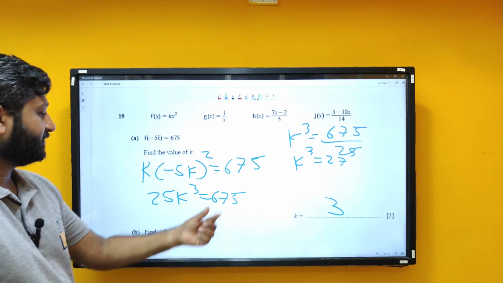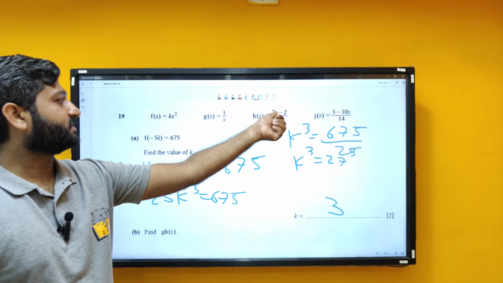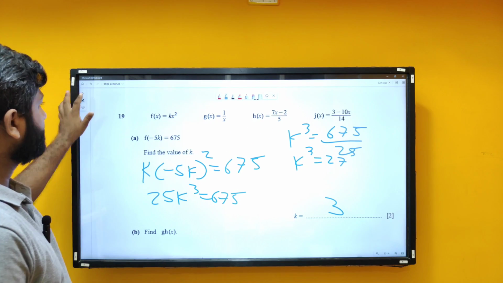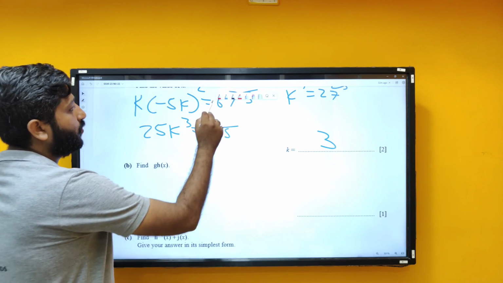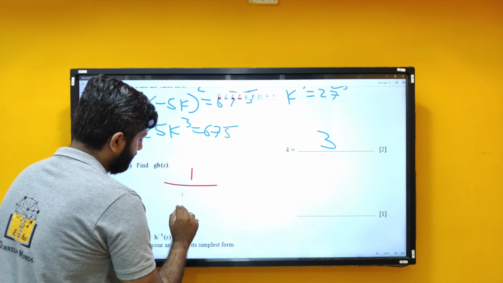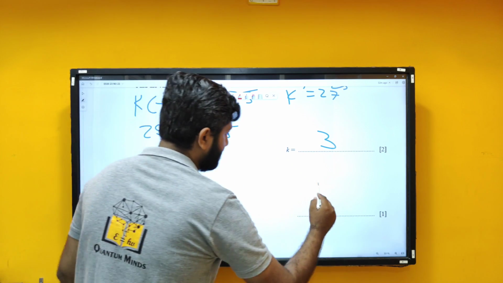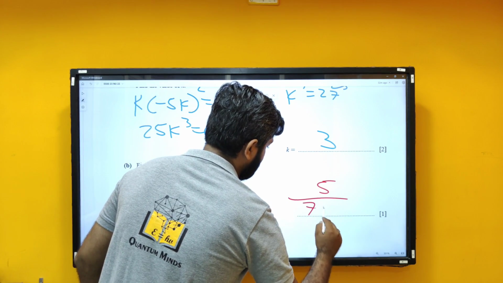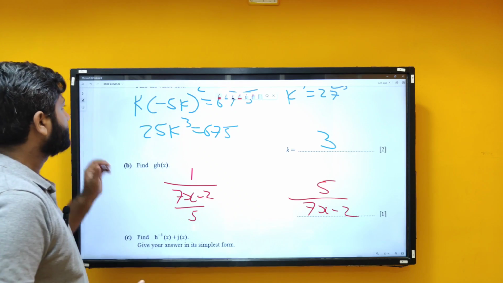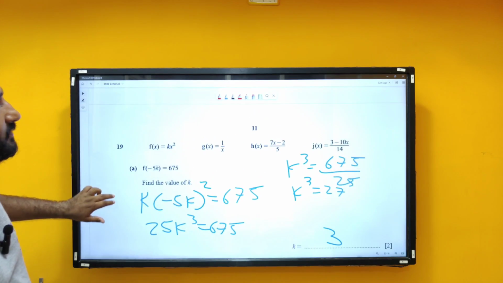Find g of h of x. h of x is 7x minus 2. We'll have to substitute the value of this here. So we have 1 upon 7x minus 2 upon 5. So the answer becomes 5 upon 7x minus 2. Right, 7x minus 2 upon 5.